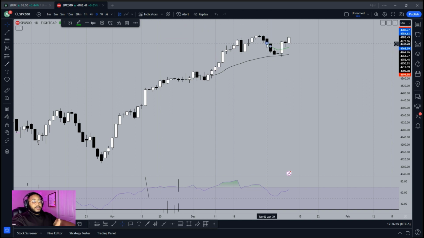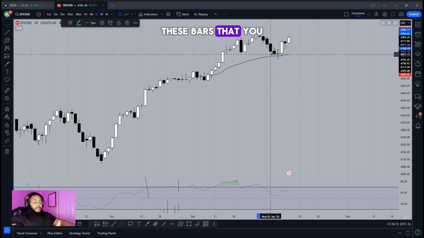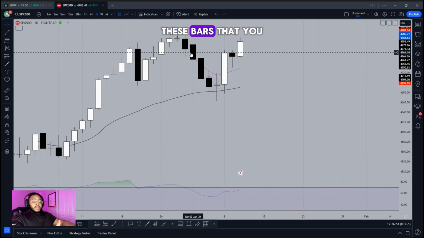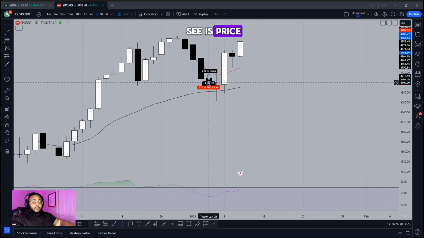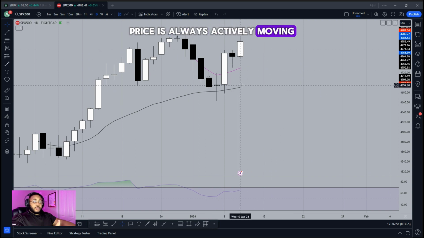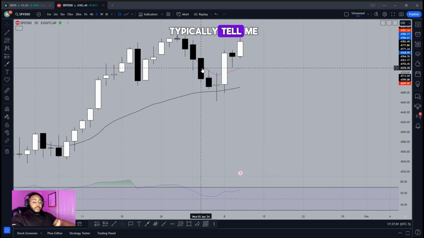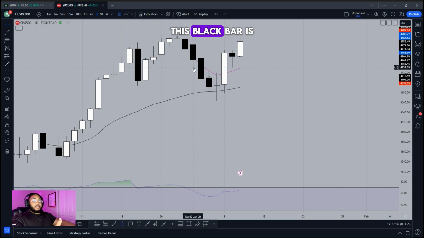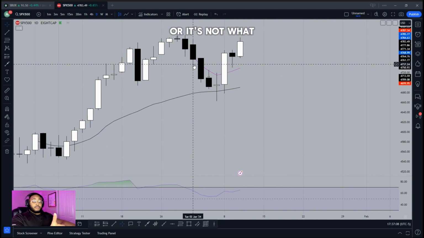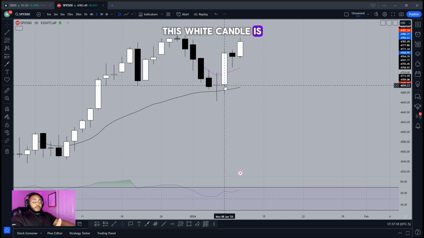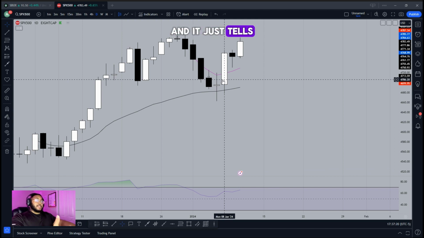What is price? These bars that you guys see, let me zoom in. These bars that you see is price. Price is always actively moving, but these bar candles typically tell me what happened that day during price. This black bar is what I call, or it's not what I call, but it's my bearish candles, meaning that the market went down for that day, right? This white candle is a bullish candle, and it just tells me that the market went up for that day.